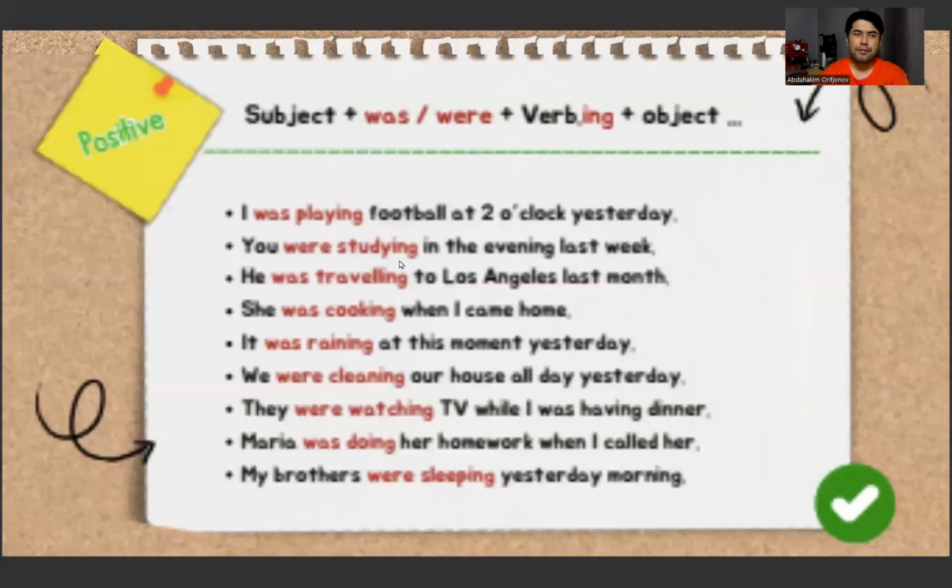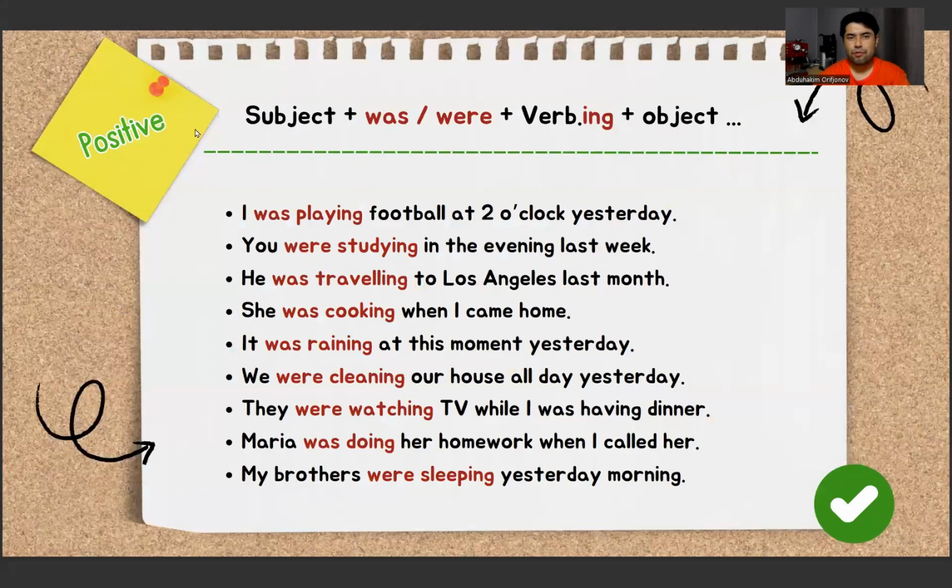Let's see some examples. Positive sentence structure: subject plus was or were plus verb-ing plus object. Examples: I was playing football at 2 o'clock yesterday. You were studying in the evening last week. He was traveling to Los Angeles last month. She was cooking when I came home. It was raining at this moment yesterday.